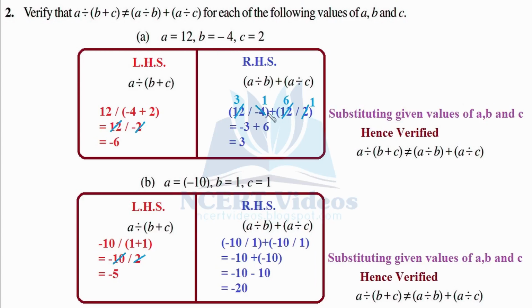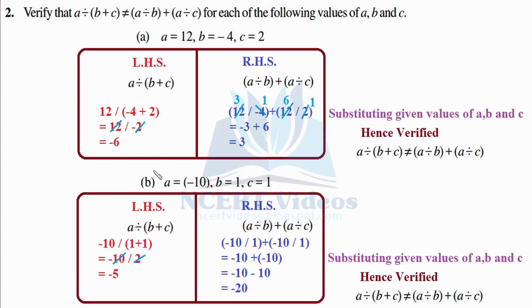So 1 4 is a 4, 3 4 is a 12, negative sign, therefore it is minus 3. And here 1 2 is a 2, 6 2 is a 12, 6 from here, and signs are different, we will subtract them and put the sign of the greater number, therefore plus 3. So what we conclude from this is minus 6 is not equal to 3. So that is what it was asking for, verification. Therefore, hence verified, it is not equal.